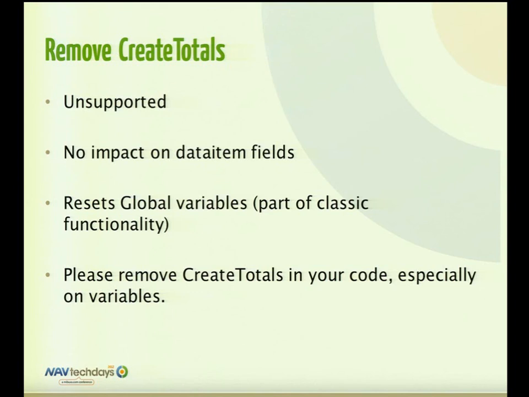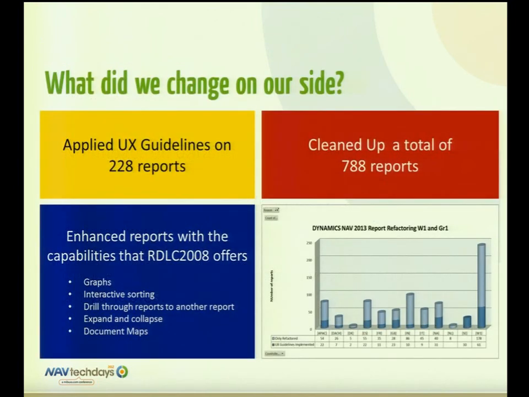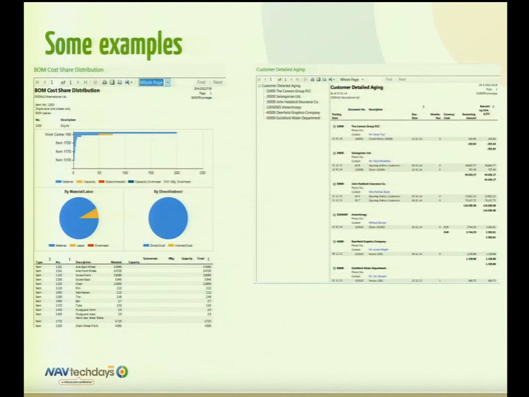We removed all of our cases. So what did we change on our side? We actually applied UX guidelines to 228 reports in NAV 2013, all group 1 reports. And we cleaned up 788 reports and we put graphs and all nice RDLC 2008 features in it. And yeah, these are some of the examples of what we have done.